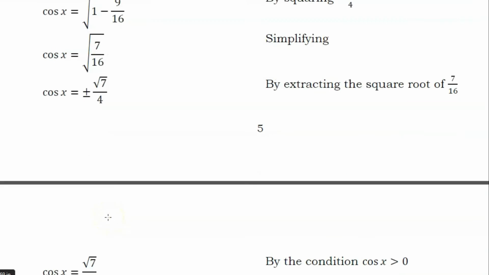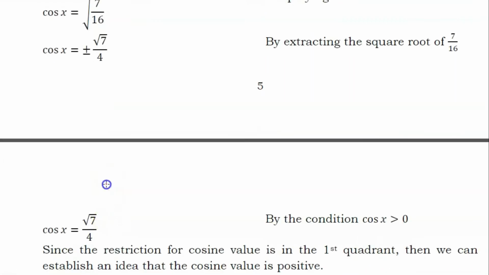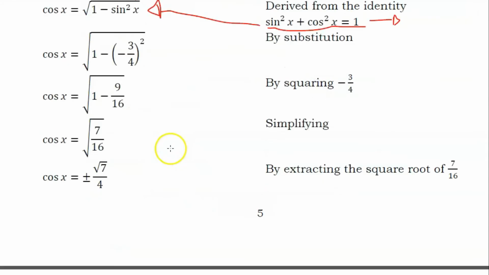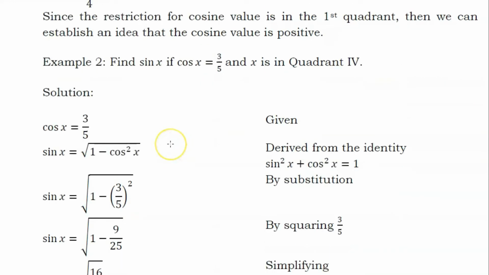But we can also solve this problem alternatively using the equation x squared plus y squared is equal to r squared, by determining the values of 3 and 4 as our y and r, knowing that our sine x is equal to y over r. But we are using trigonometric identities to solve this equation. Okay, so let's proceed to our second example.